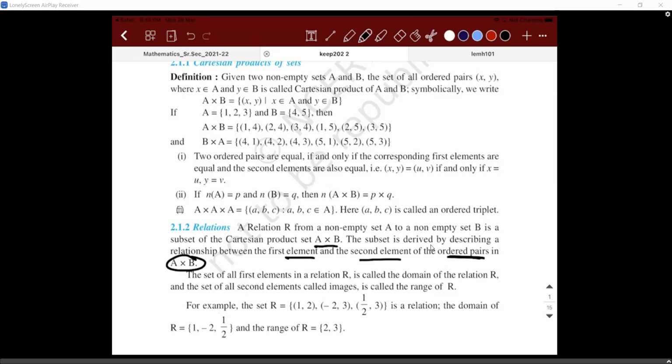First element of set A is a domain. Is that right? I mean, the first element of the ordered pairs. If you write the set of the first element of ordered pairs, you call it as a domain of whom? Of the relation or the function? Of the relation. Then what about function?